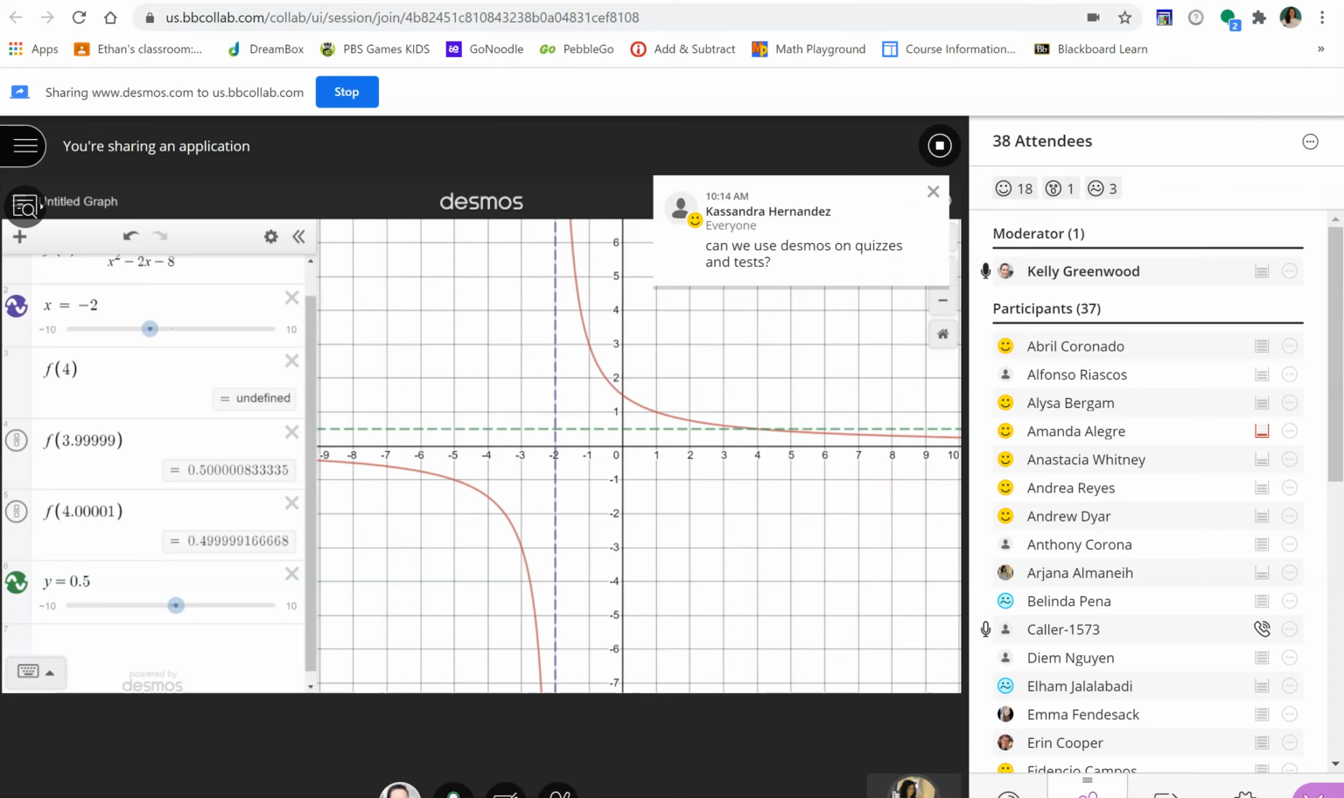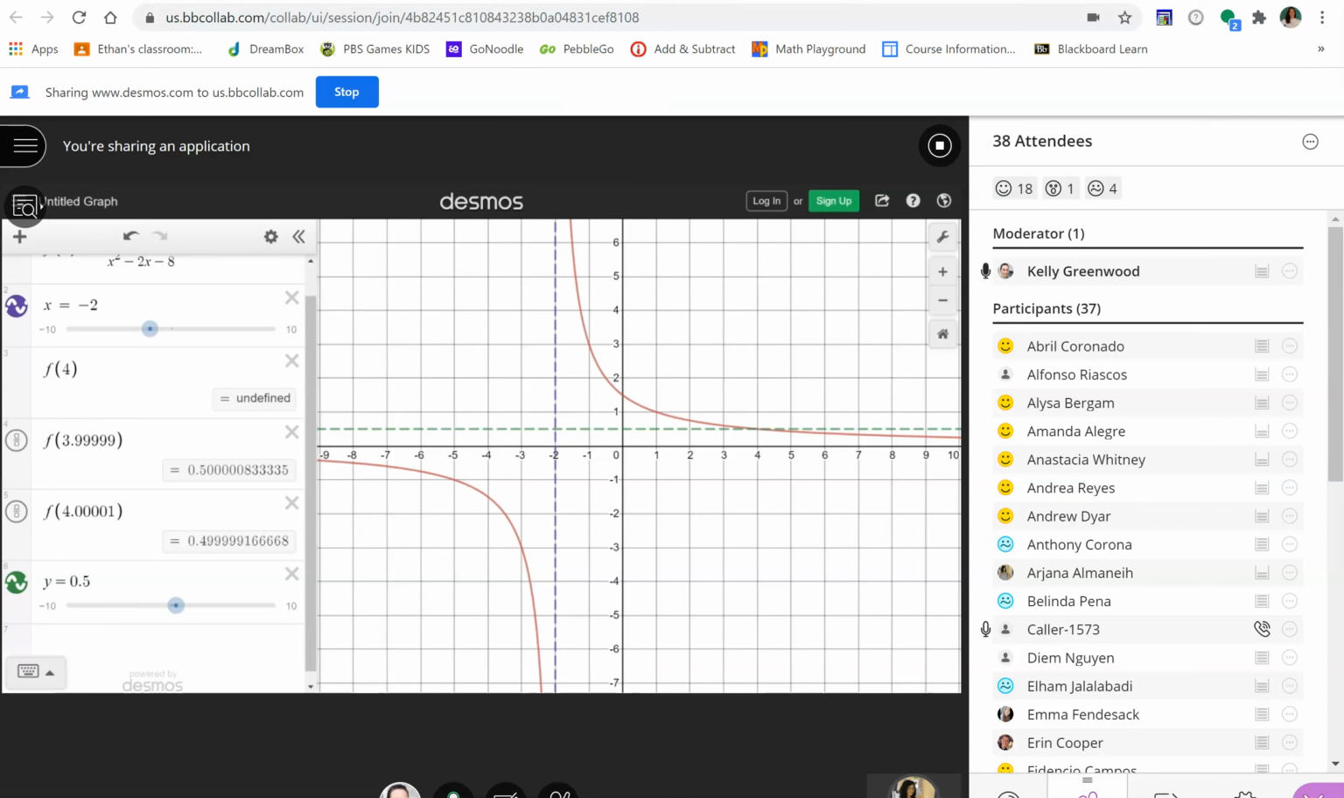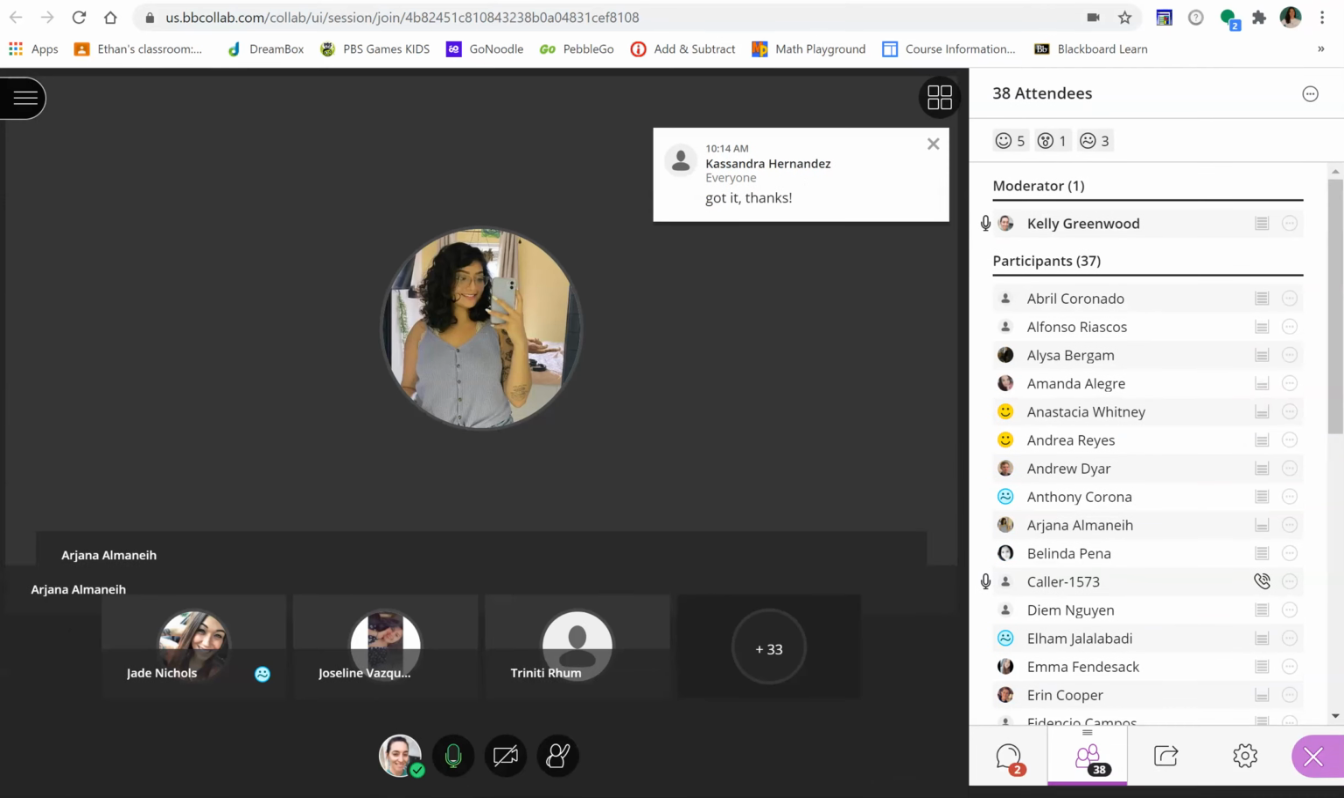Yes, Cassandra, Desmos is allowed on quizzes and tests. Just make sure that if the problem asks you to do something algebraically, you're supporting your answer with algebra. You can always use Desmos to check yourself. You can use the graph to check yourself, but the work you have to show to support it would be algebraic work. And that's what I showed here on the notes.